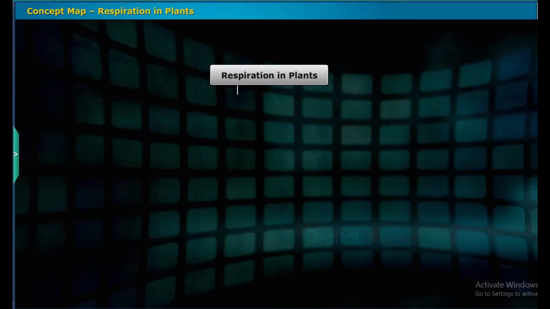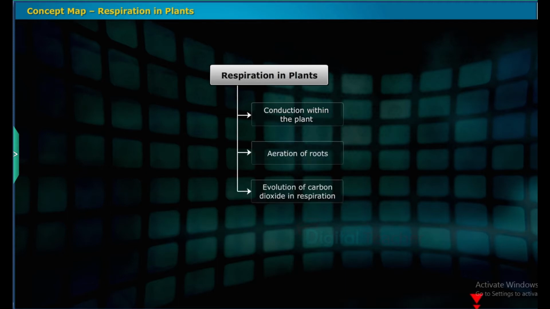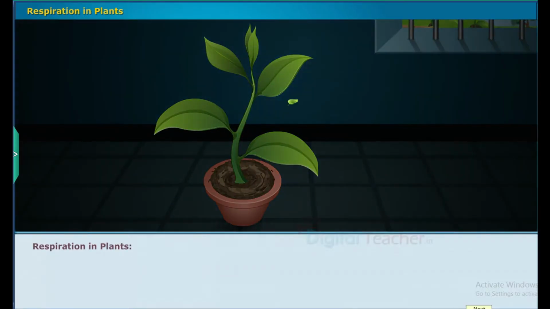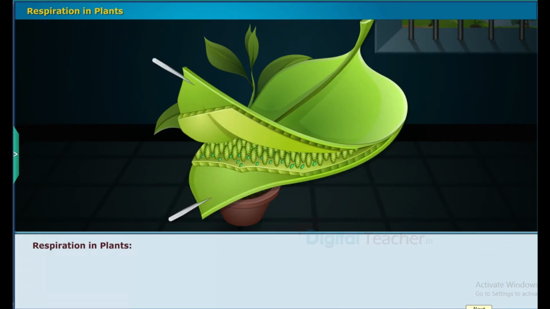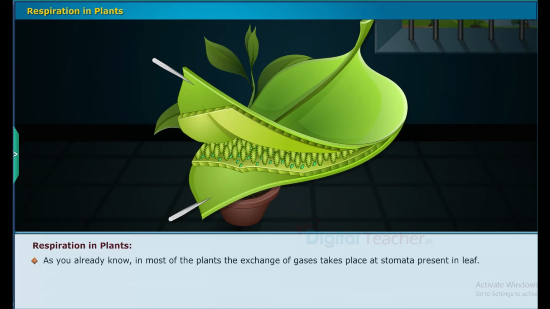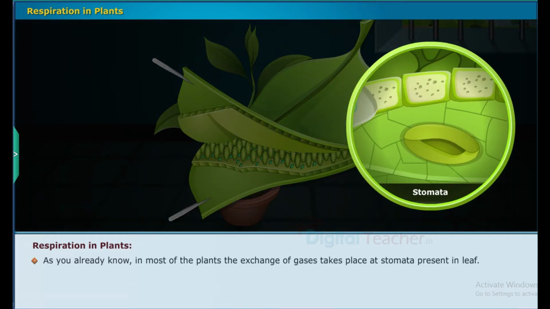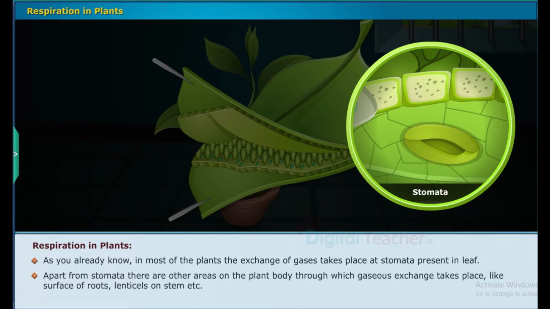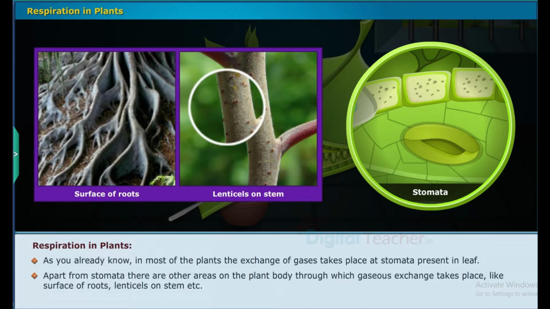Let us now look into the concept map of respiration in plants. Now, let us learn about the process of respiration in plants. As you already know, in most of the plants, the exchange of gases takes place at stomata present in leaf. Apart from stomata, there are other areas on the plant body through which gaseous exchange takes place, like surface of roots, lenticels on stem, etc.